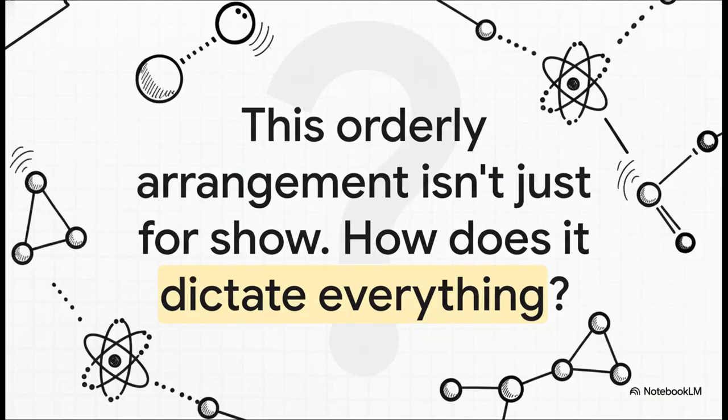And listen, this orderly arrangement isn't just about keeping things tidy. That one single electron in sodium's outer shell, that's the key to everything. It explains why sodium is so reactive, why it bonds to make things like table salt. Really, the arrangement of these outer electrons dictates pretty much the entire world of chemistry. So how exactly does that work?